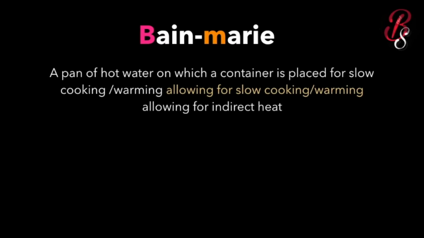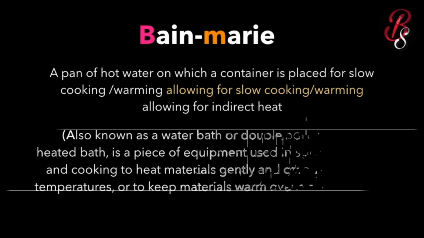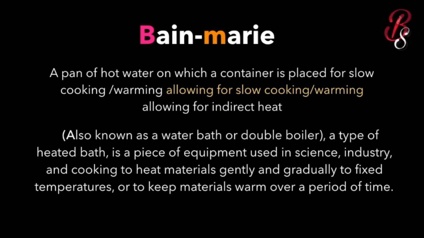Let's go to another one. Here we have Bain-marie. Let me tell you what exactly it means. A pan of hot water on which a container is placed for slow cooking or warming, allowing for indirect heat. It's also known as a water bath or double boiler, a type of heated bath used in the science industry and cooking to heat material gently and gradually to fixed temperatures, or to keep materials warm over a period of time.